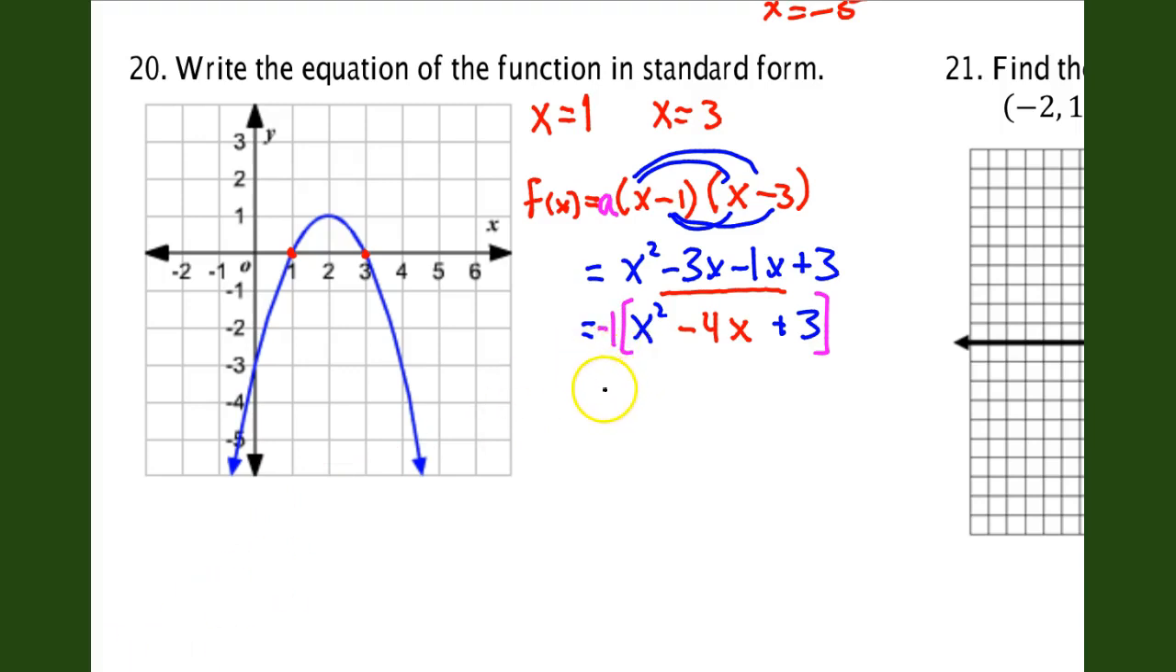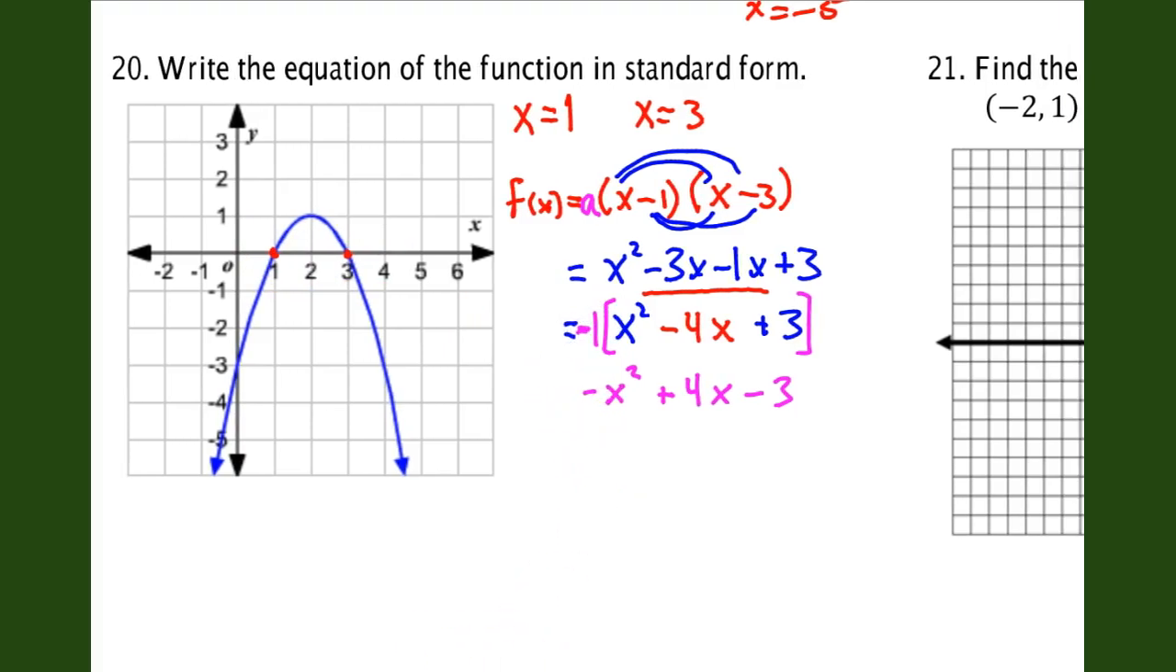So let's distribute this. We'll have -x squared plus 4x and minus 3. And this will give us the two roots that we're trying to get, and also, because of the negative here, be opening down. And that will do it for this, my f of x here. There we go.